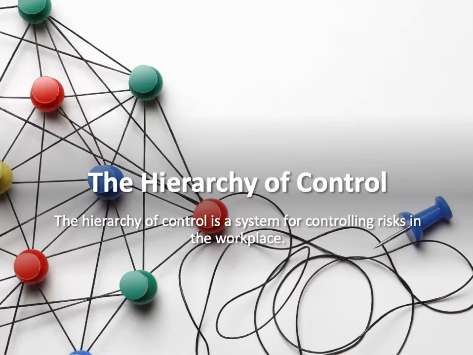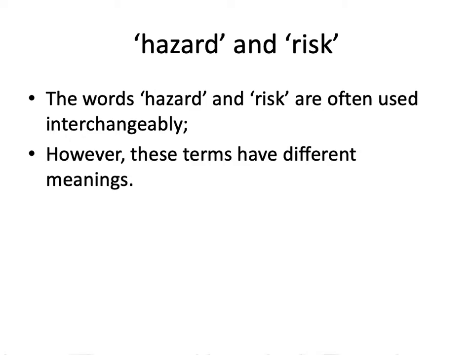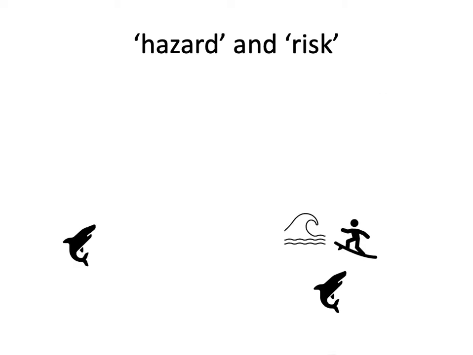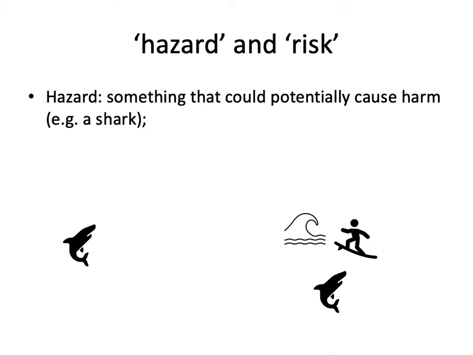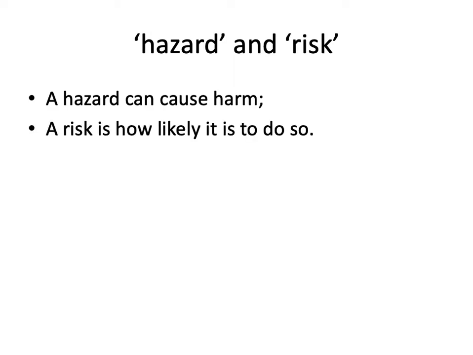The hierarchy of control is a system for controlling risks in the workplace. The words hazard and risk are often used interchangeably. However, these terms have different meanings. Hazard: something that could potentially cause harm. For example, a shark. Risk: the degree of likelihood that harm will be caused. For example, surfing in shark-infested waters. A hazard can cause harm. A risk is how likely it is to do so.